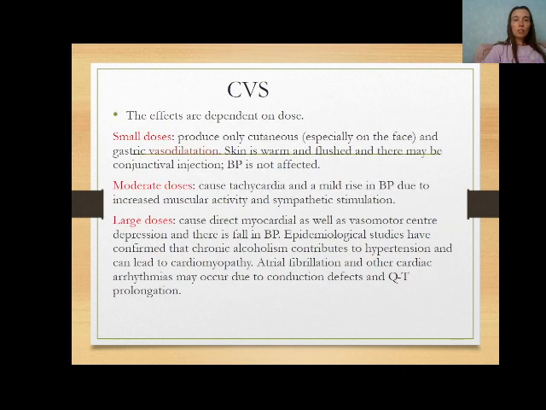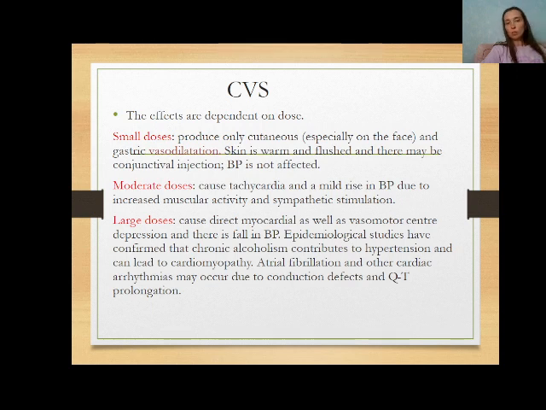Next, the cardiovascular system. The action of ethyl alcohol on the cardiovascular system depends on dose: small dose, moderate dose and large dose. In small dose, alcohol produces only cutaneous vasodilation, especially on the face, and gastric vasodilation. Skin is warm and flushed, and there may be conjunctival injection. Blood pressure is not affected.